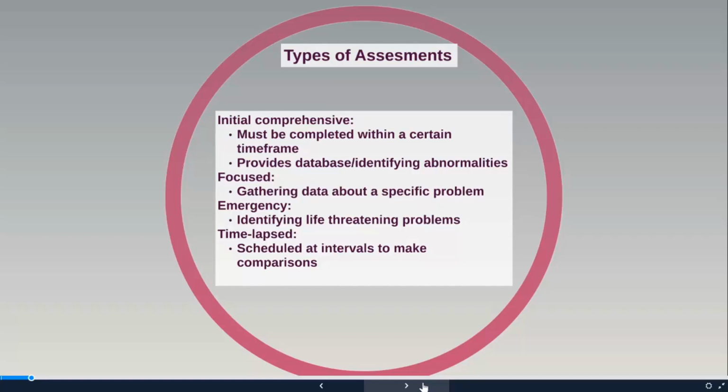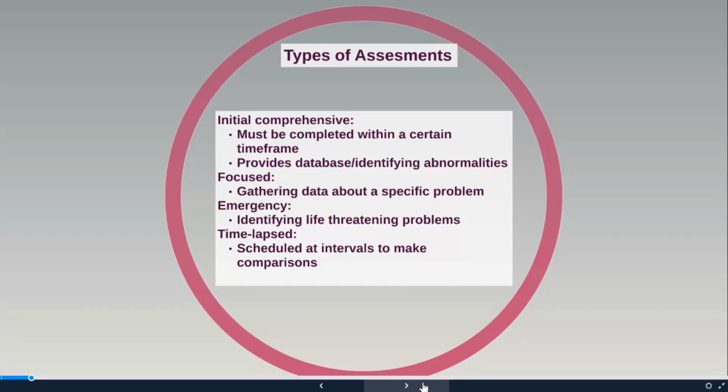It must be completed within a certain time frame. So we have accrediting bodies that have standards that say all of your assessments need to be completed within X amount of hours to be in compliance. We want to make sure that we get accurate data for that initial comprehensive so that we have a good database and a baseline. And we can then identify any abnormalities that occur from that point on.